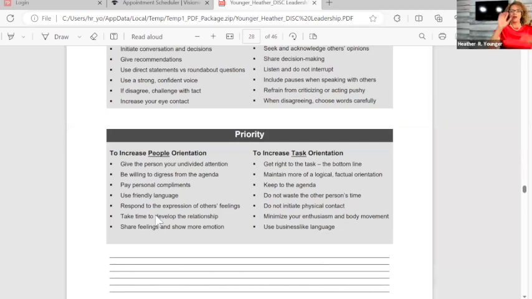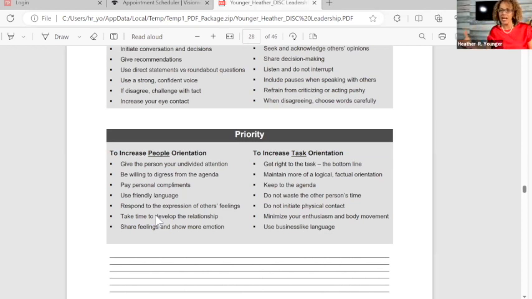The other thing about all of these four is that their priorities are different. So with the I and the S, the focus is on people. And with the C and the D, the focus is on tasks, completion. So with the person who is the I or the S, they're giving people their undivided attention. They are paying attention to compliments, and they're paying compliments to other people. They're using friendly language. They're trying to bring people in.